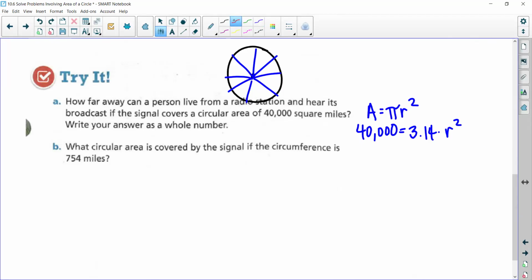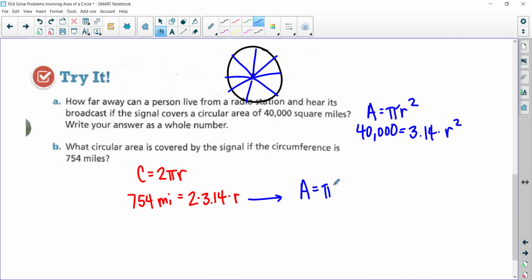And then it tells us here, what circular area is covered by the signal if the circumference is 754 miles? Circumference is 2 pi r. So if we were given 754 miles, 2 times 3.14 times r, again we would solve for r. But in this particular example, after solving for our radius, it would want us to find our area. The one up above, we're just finding the radius and we'd be done. This one down here, we'd solve for the radius, then have to plug it in to find the area because, again, it's asking us what circular area is covered.